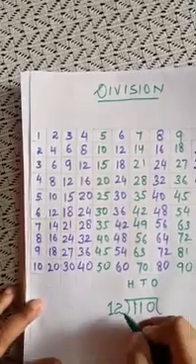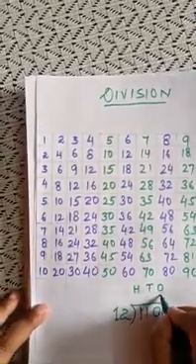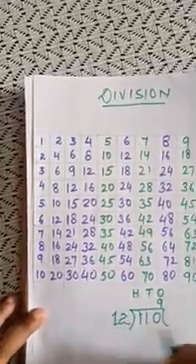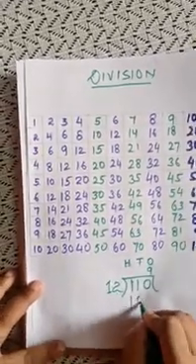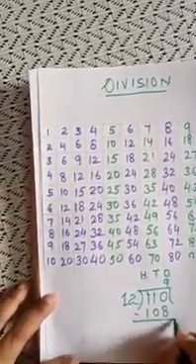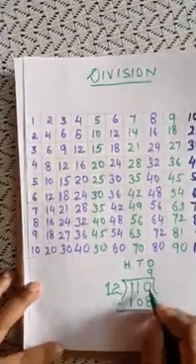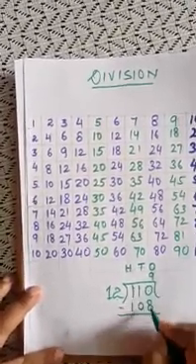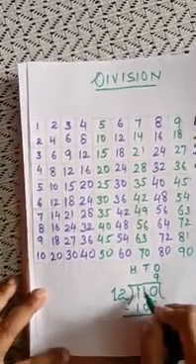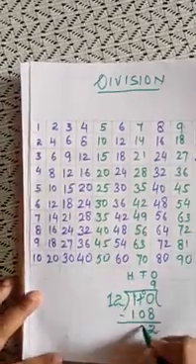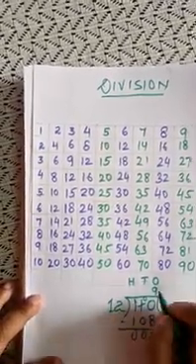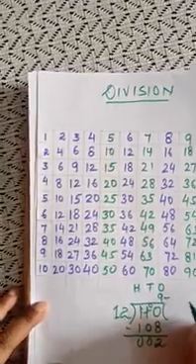So we start the multiplication table of 12. 9 times 12 is 108. We do the subtraction. 0 becomes 10. 10 minus 8 is 2. And this 1 becomes 0. 0 minus 0 is 0, 1 minus 1 is 0. So here this 9 is the quotient.